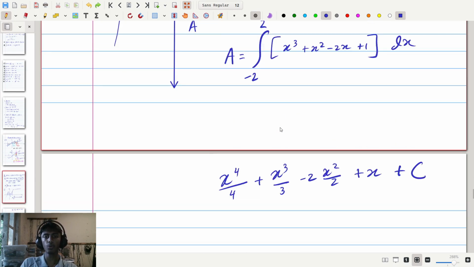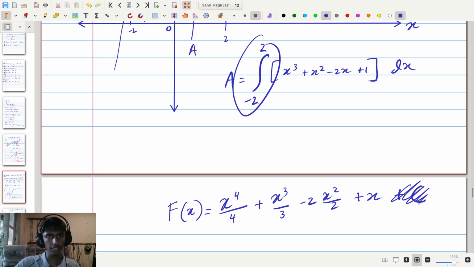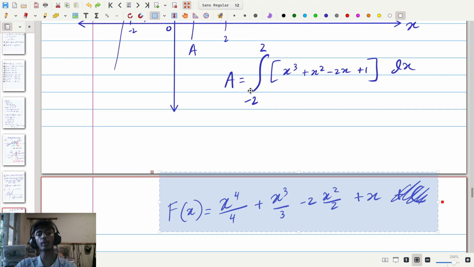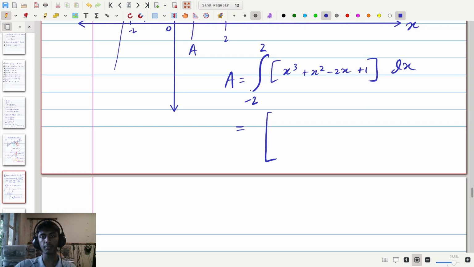Due to this, when we take the limits, when we do capital F of 2 and subtract capital F of negative 2 here, we can just ignore the plus c part. Here this is capital F of x. We can ignore the plus c part when we are doing definite integration because it's going to be cancelled out anyway. So then, ignoring that part, what we need to do here is evaluate this function capital F of x at 2 and negative 2. In practice, when we are doing this, we usually write the function on the inside of a big bracket like this.